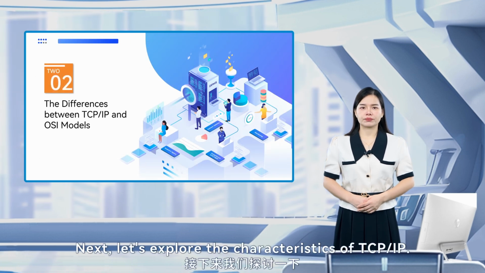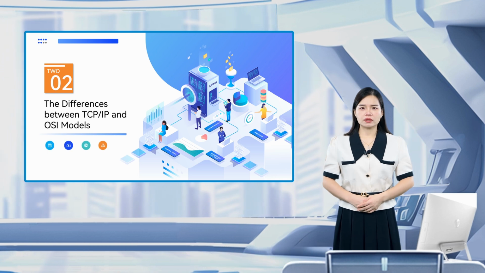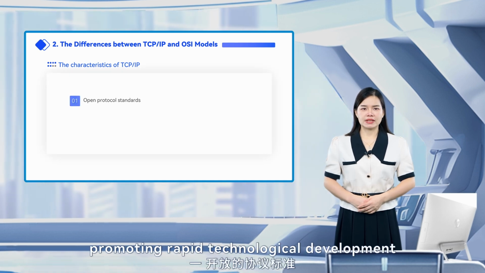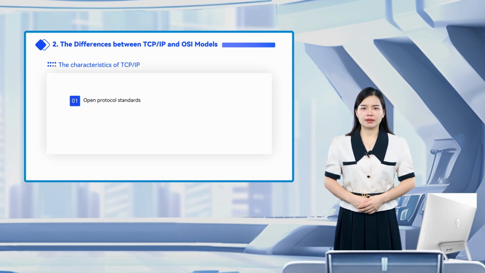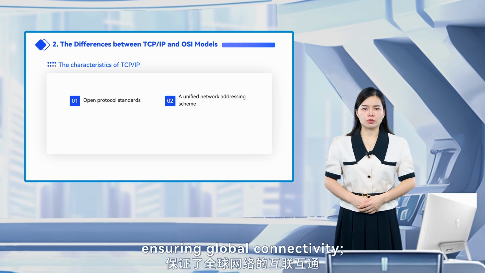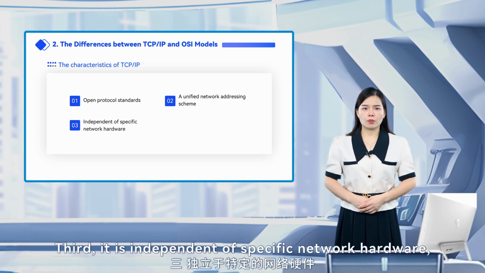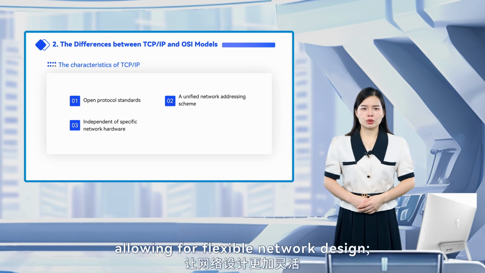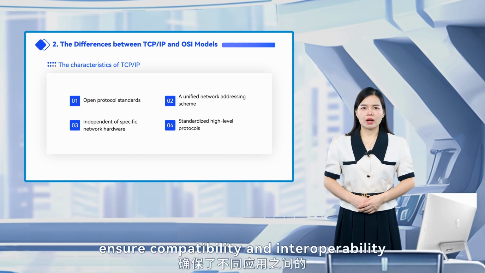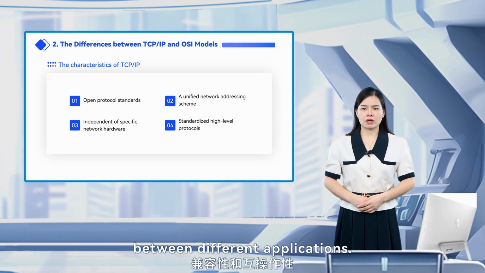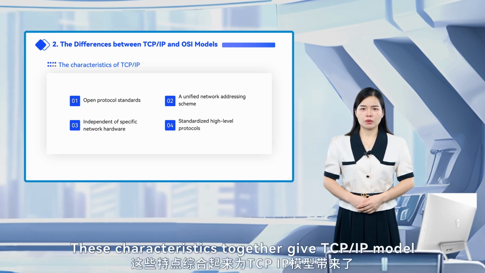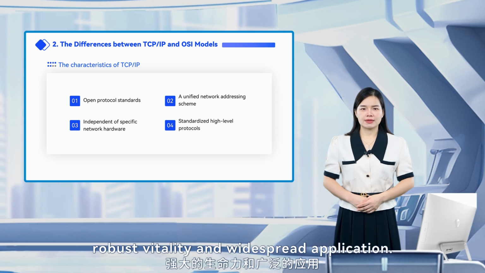Next, let's explore the characteristics of TCP/IP. First, it employs open protocol standards, promoting rapid technological development and innovation. Second, it utilizes a unified network addressing scheme, ensuring global connectivity. Third, it is independent of specific network hardware, allowing for flexible network design. Fourth, standardized high-level protocols ensure compatibility and interoperability between different applications. These characteristics together give the TCP/IP model robust vitality and widespread application.